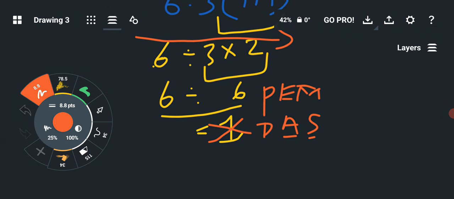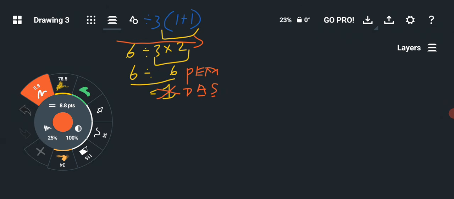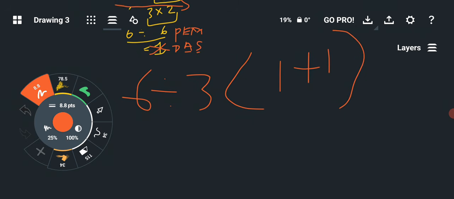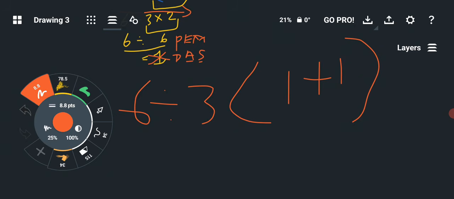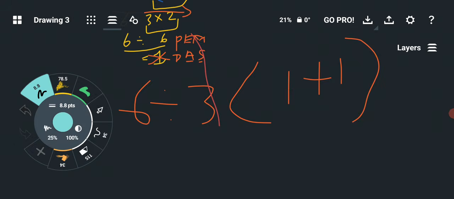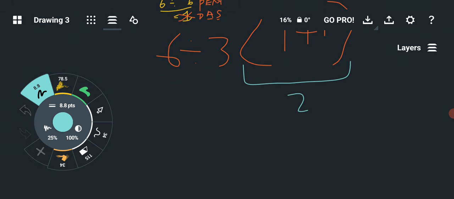Let me show you. Let's have the question again. So this is 6 divided by 3 bracket 1 plus 1. Alright, so what do we have here? First of all, we follow the same order, parentheses first. And this is what? 1 plus 1 gives us 2. Alright, and we have multiplication, we have 3, division, and 6.